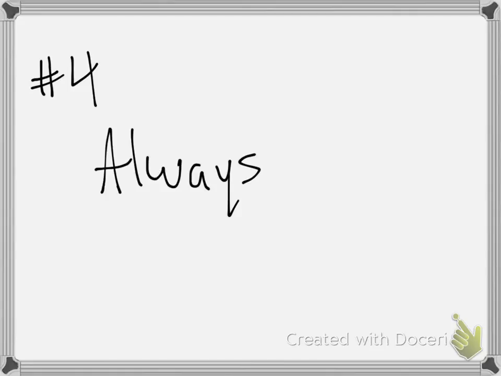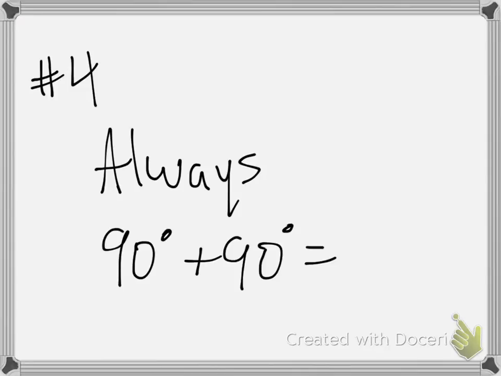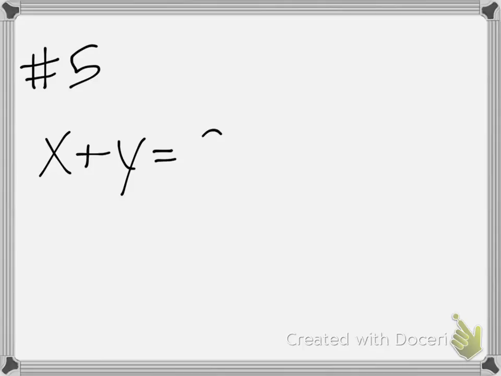Always true, and the reason being, simply 90 degrees plus 90 degrees always equals 180. Alright, finally number 5. We're looking at: if x and y are complementary angles, then y is a right angle. So in other words, we have x plus y, that's going to equal 90, and it's saying that y is a right angle. And this one is going to be never true.